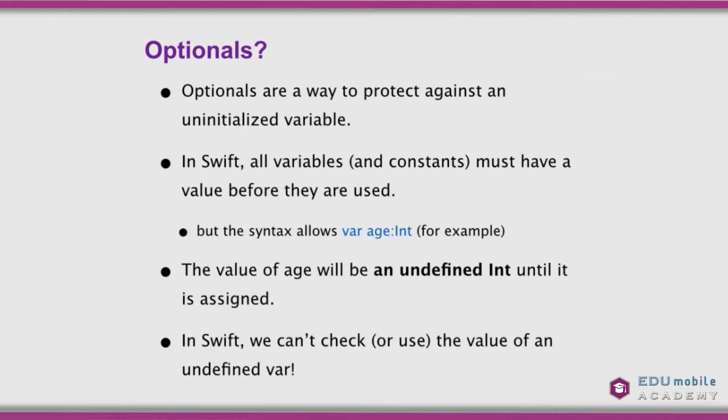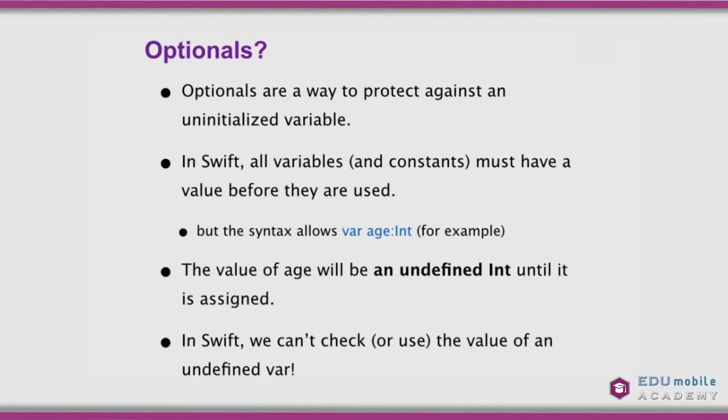But the syntax allows for something like var age as an int, for example, without defining the value of the variable in the declaration. The value of age will be, at this point, an undefined int, but it's going to be of int type until it is assigned. This is very important because in Swift we can't check or use the value of an undefined variable. Can't be done.